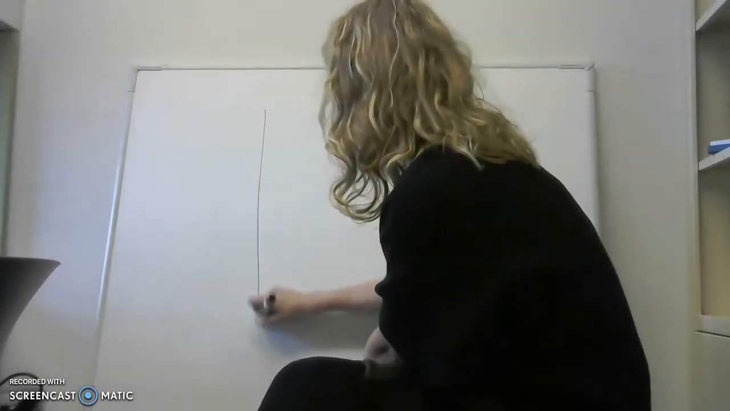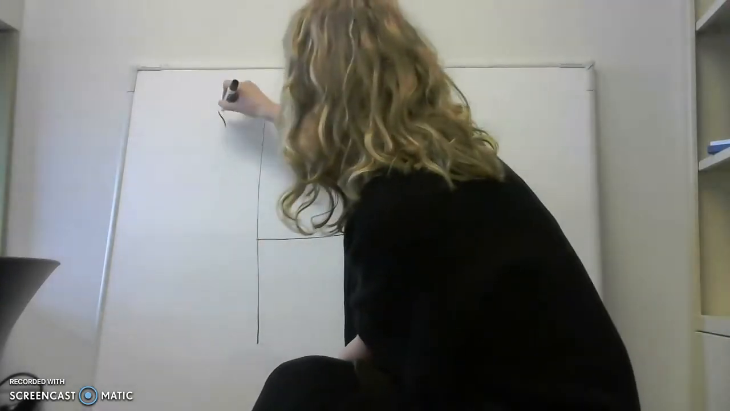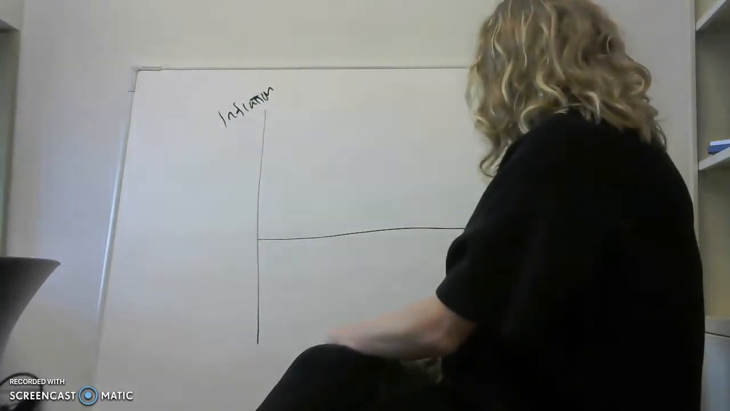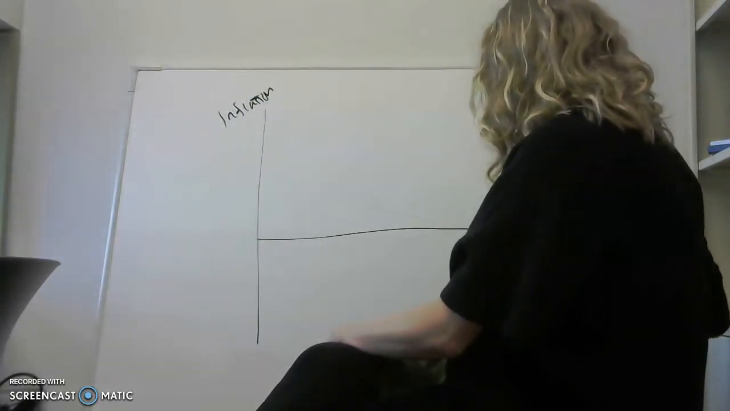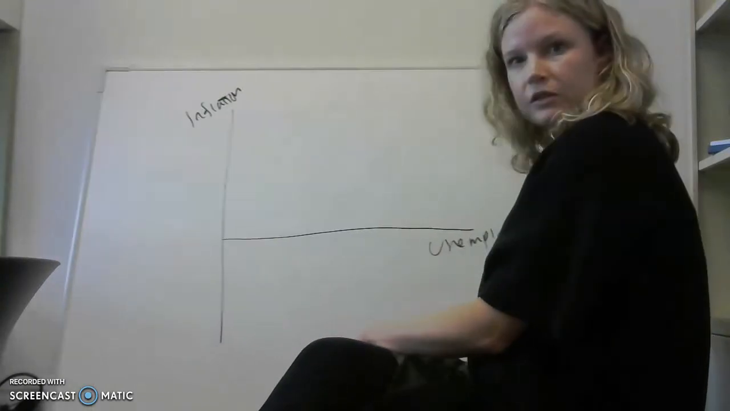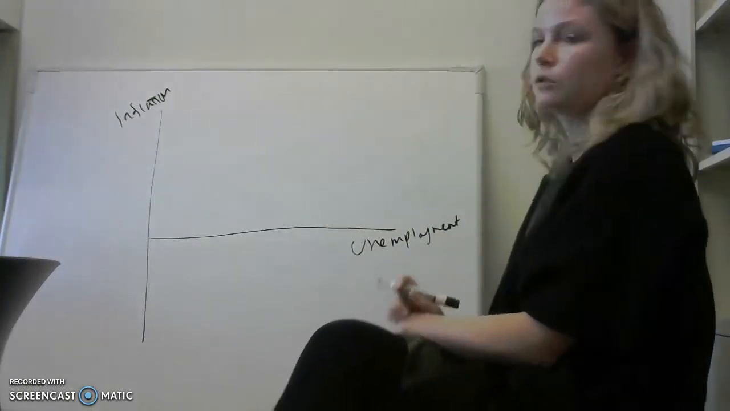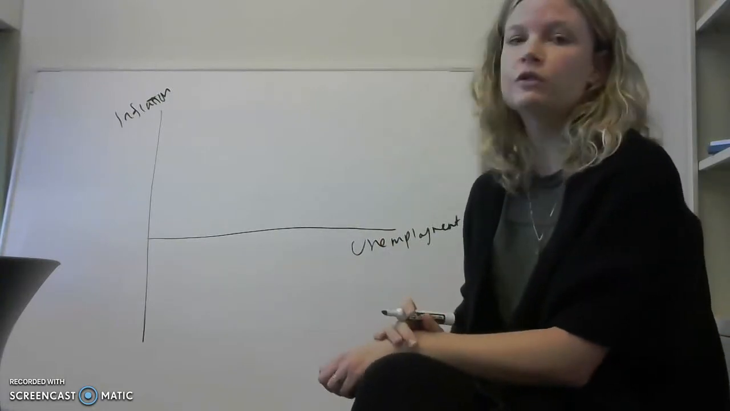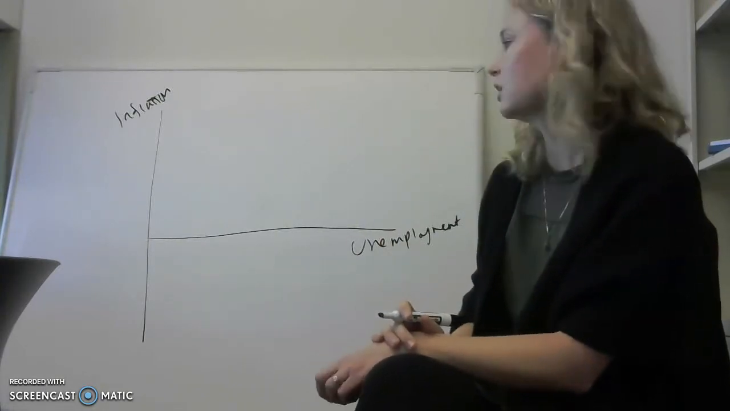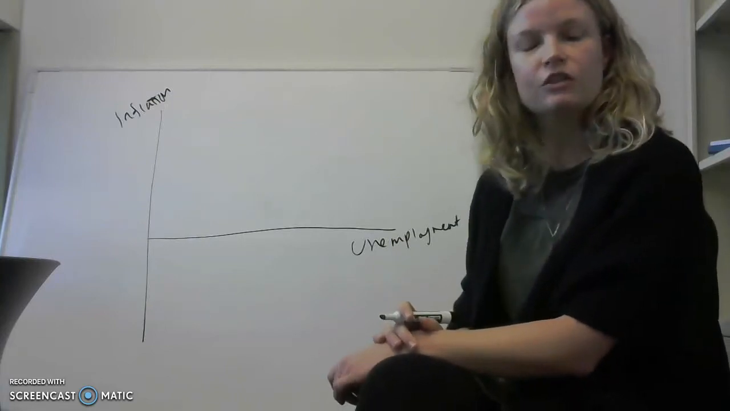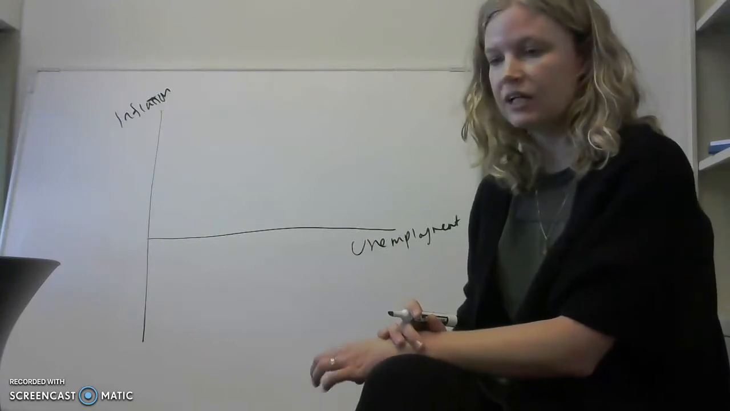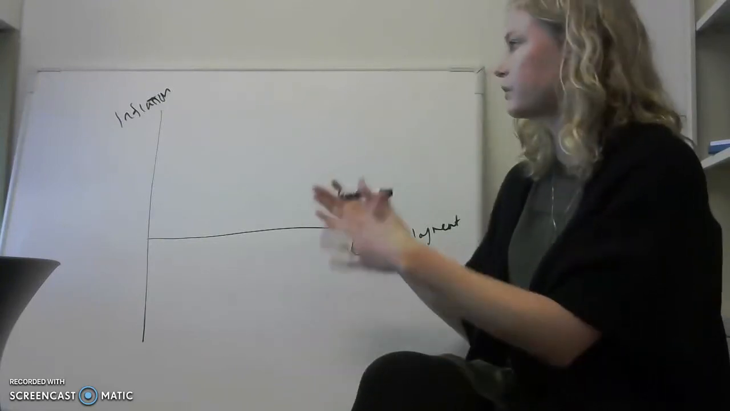But basically, with the Phillips curve, right here we have inflation. Here we have unemployment. So inflation and unemployment. And the three main aspects of the Phillips curve is that in the short run, there's a trade-off between inflation and unemployment. In the long run, there's no trade-off between inflation and unemployment. And supply shocks, aggregate supply shocks, can cause both to get worse.